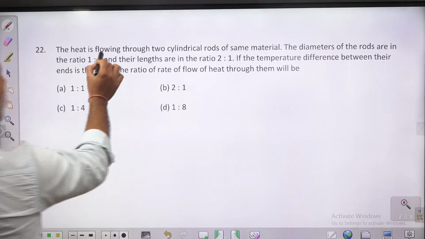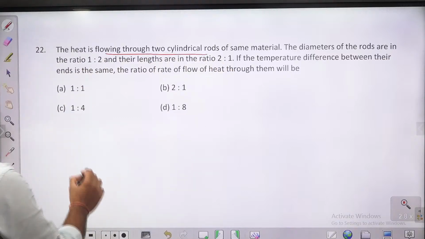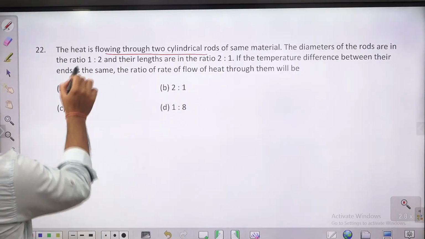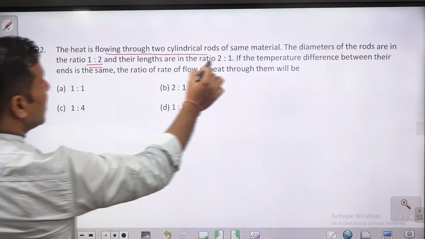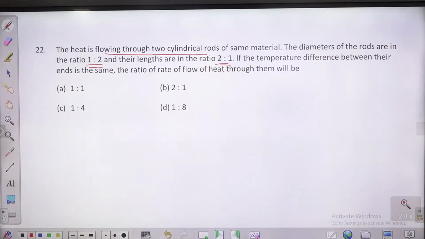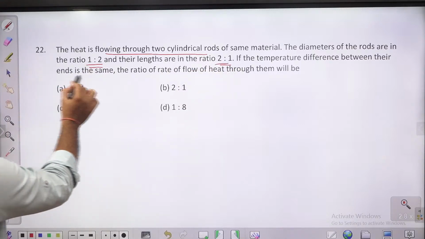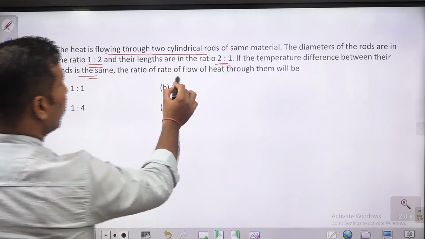The heat is flowing through two cylindrical rods of the same material. The diameters of the rods are in this ratio, the length ratios are in this ratio, and the temperature difference between their ends is the same. Find the ratio of the heat flows through them.